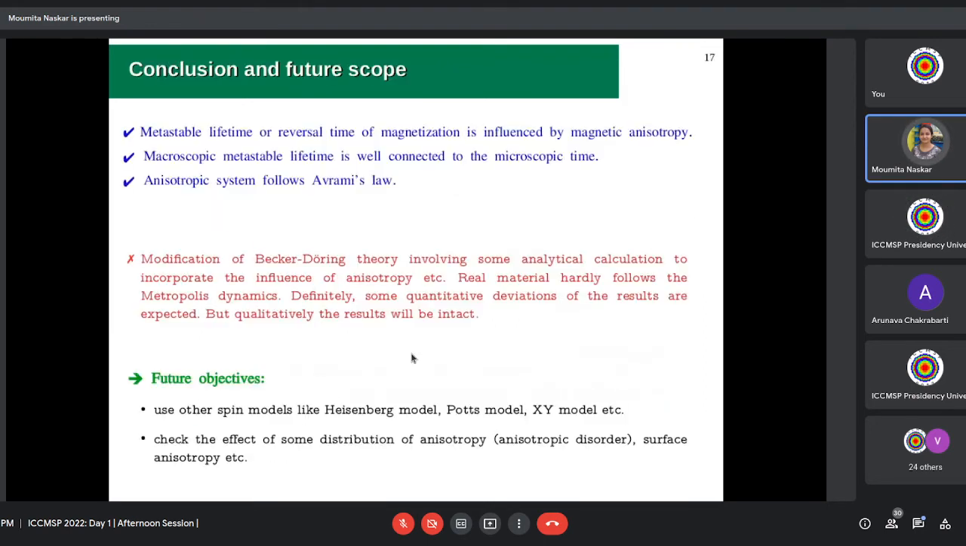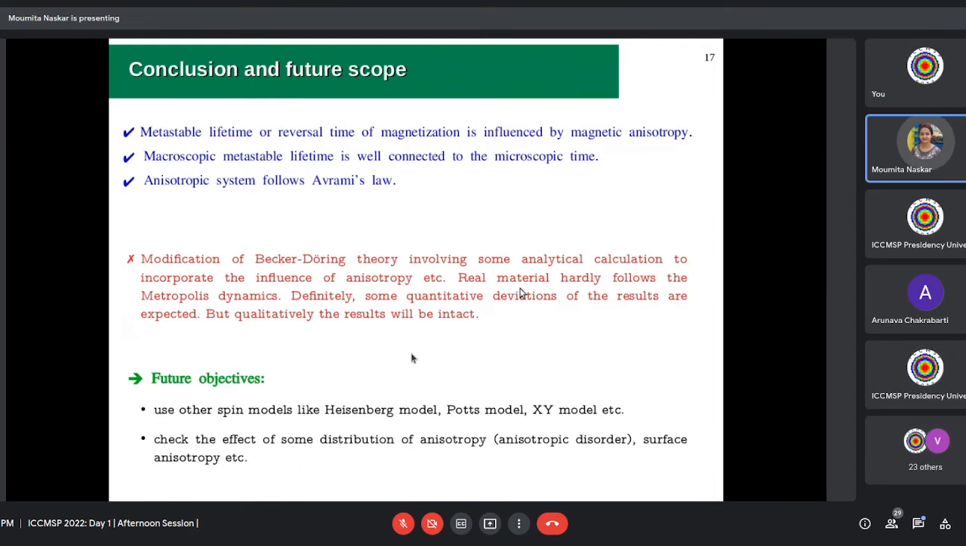Yeah, it's almost over. So, in conclusion, we can say that the magnetic anisotropy can influence the metastable lifetime, and the macroscopic reversal time is well connected to the microscopic scale of time. And Avrami's law holds good in the anisotropic system also. Now, as a side remark, it would be interesting if someone tries to modify or upgrade the Becker-Döring theory analytically so that it can accommodate such influence of anisotropy.